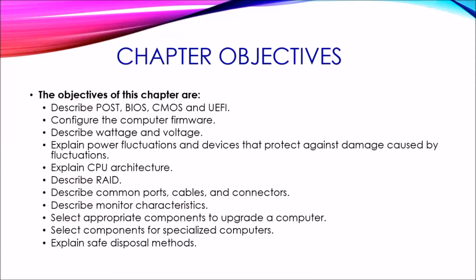The objectives of this chapter are: describe POST, BIOS, CMOS, and UEFI; configure the computer firmware; describe watt and voltage; explain power fluctuation and devices that protect against damage caused by power fluctuations; explain CPU architecture; describe RAID; describe common ports, cables, and connectors; describe monitor characteristics; select appropriate components to upgrade a computer system; select components for specialized computers; and also explain safe disposal methods.